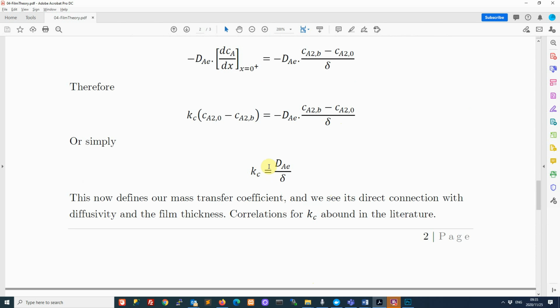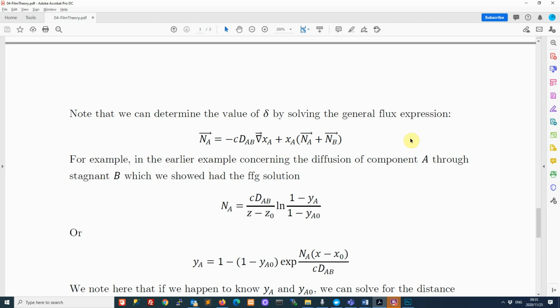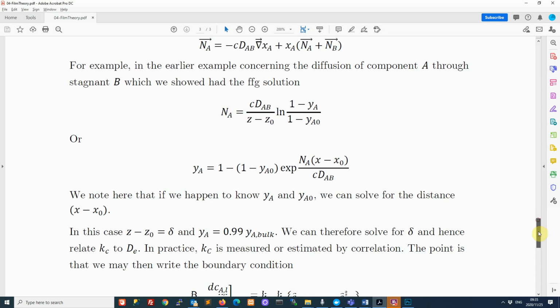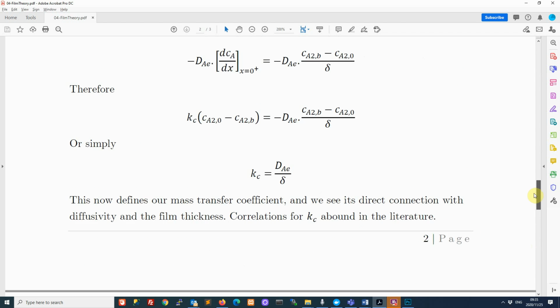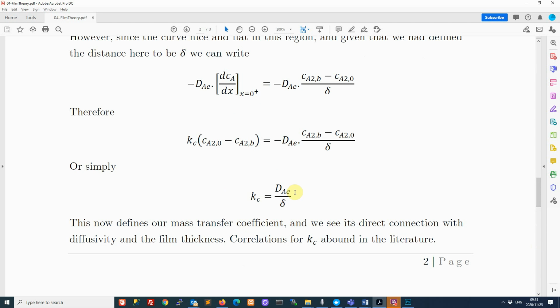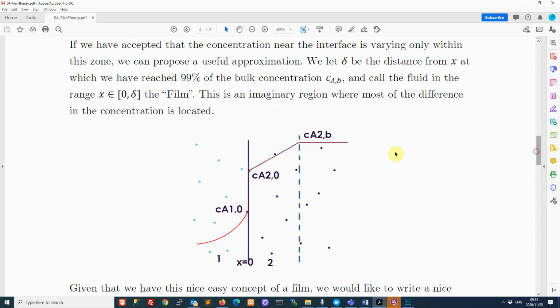Now be careful with this. You can't always do this, right? In this situation where you had component A quietly diffusing through a stagnant B, then you had a nicely behaved system that had this expression and so on. In reality, in real chemical process units, there are many other things going on. So, for example, you might just stick a big stirrer in and be agitating that fluid. And you can imagine that if you are agitating that fluid, if you are mixing that fluid up, right?